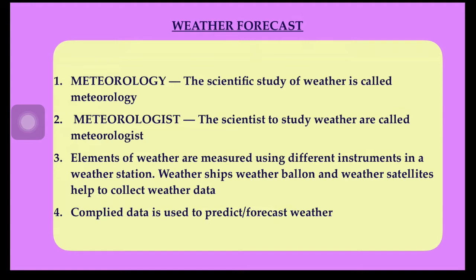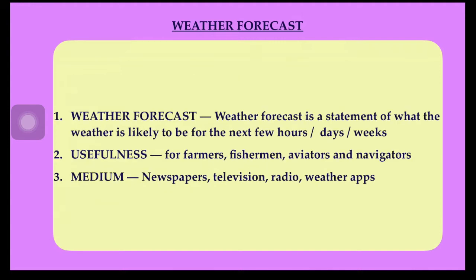Now different elements of weather are measured using different instruments in a weather station, and weather ships, weather balloon and weather satellites help to collect weather data. This data is compiled and used to forecast the weather. Now, weather forecast is a statement of what the weather is likely to be for the next few hours, days or week.